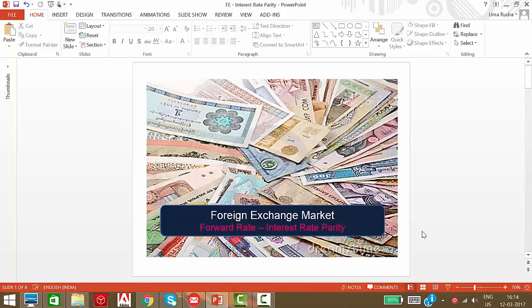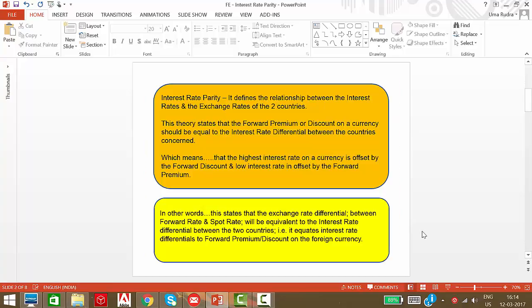Hello everybody. In this video lesson, we will see the interest rate parity theory in order to ascertain the forward rate. What this theory says is that it defines the relationship between the interest rates and the exchange rates of the two countries. Meaning, this theory tells that the forward premium or discount on a currency should be equal to the interest rate differential between the countries concerned.